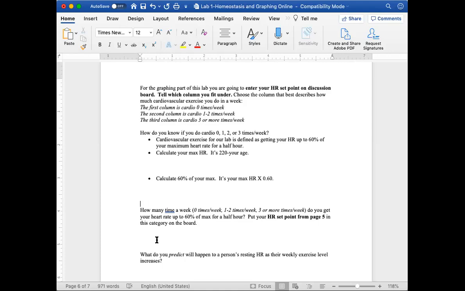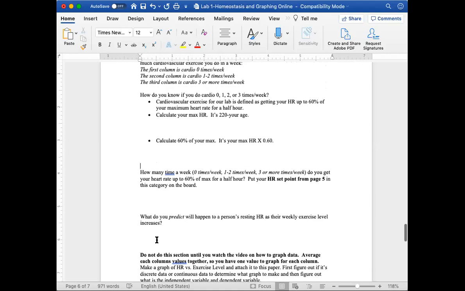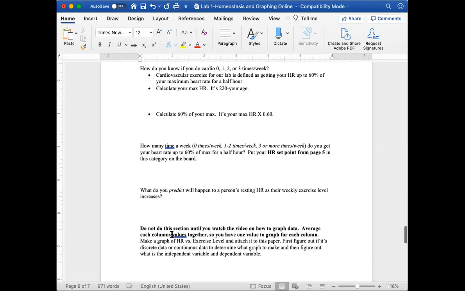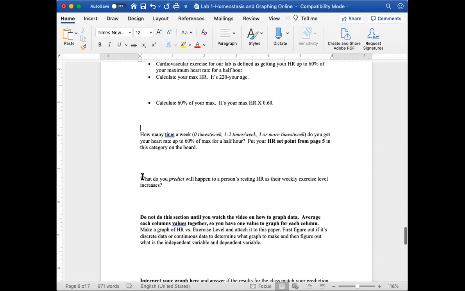And I'll figure it out, and we'll figure this out together. Okay, so once you're finished with this, you're going to come up with an average for each grouping, right? And then we're going to graph it. But before we graph it, I want you to tell me what you predict will happen. So what do you predict will happen to a person's resting heart rate as their weekly exercise level increases?